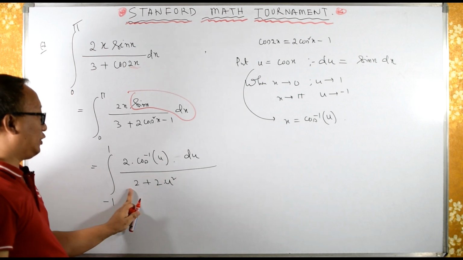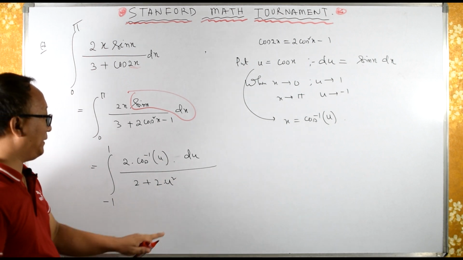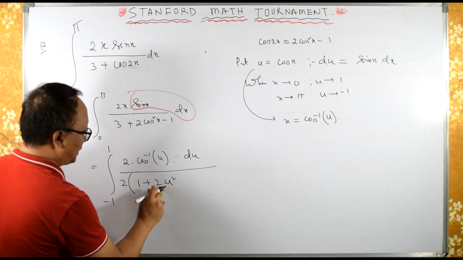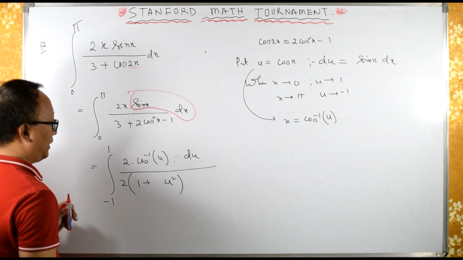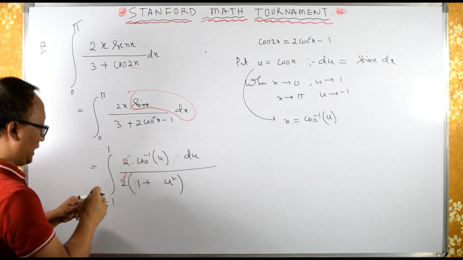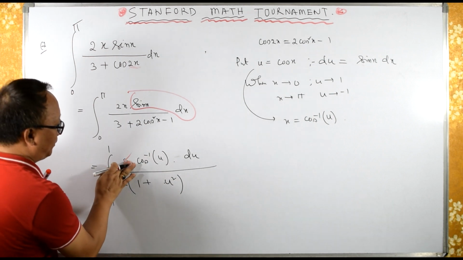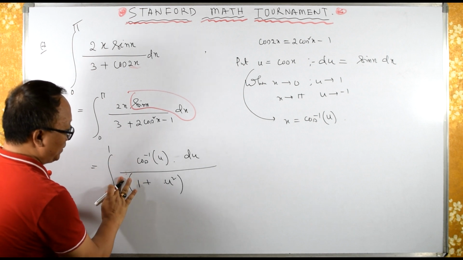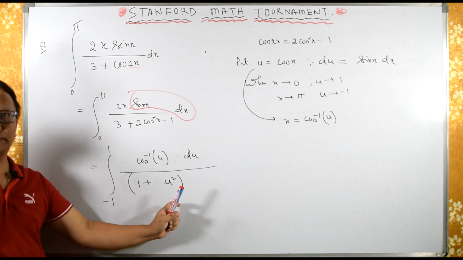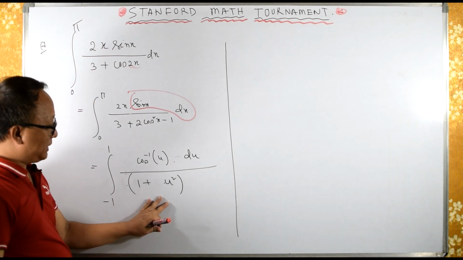Now again I can take 2 common over here. If I take 2 common, then it becomes 1 plus u square. And then this 2 and this 2 get cancelled. So I will remove these. We can solve this integral by integration by parts. So I am solving this by integration by parts.